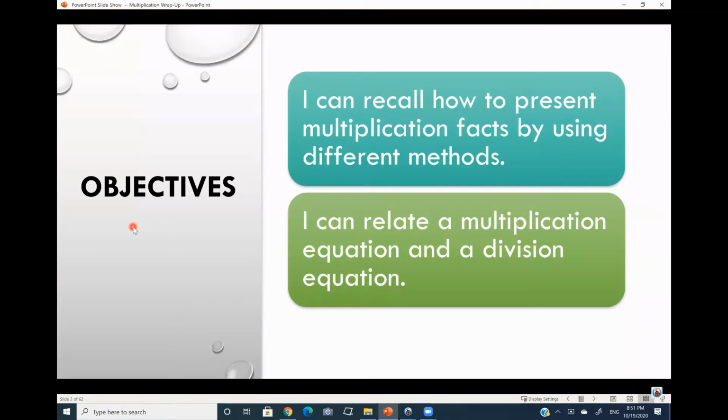Our objectives for the class are: I can recall how to represent multiplication facts by using different methods, and I can relate a multiplication equation and a division equation.